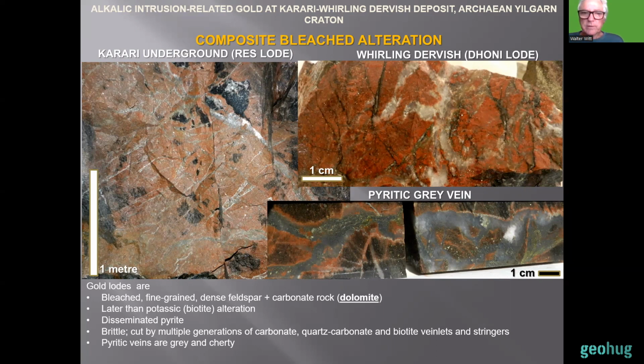These rocks contain extensive fine-grained disseminated pyrite, and they're extensively fractured and cut by multiple generations of carbonate, quartz-carbonate, and biotite veinlets and stringers. Amongst the more important of these are the biotite stringers, shown in black in the top photograph, and cherty grey quartz-pyrite veins shown in the lower photograph. We'll look at these more carefully in a little while.